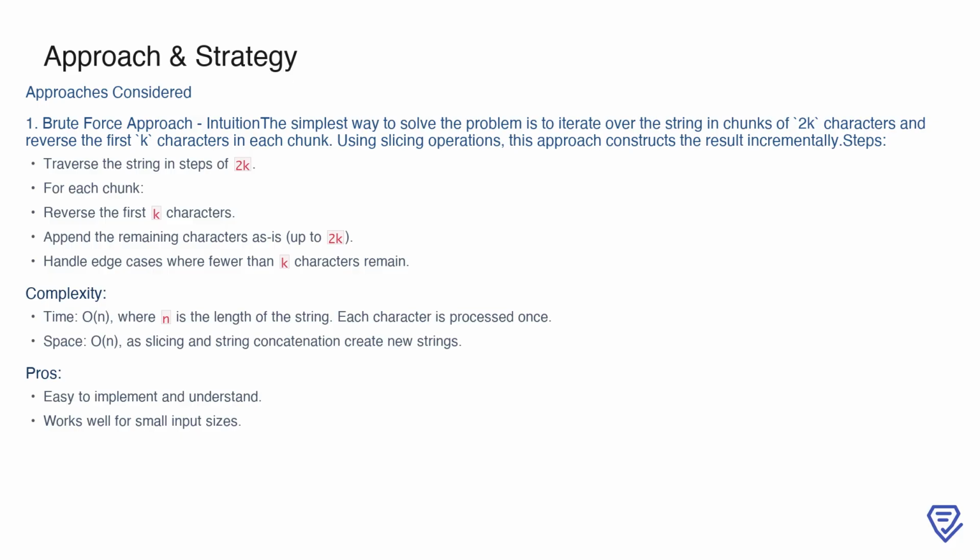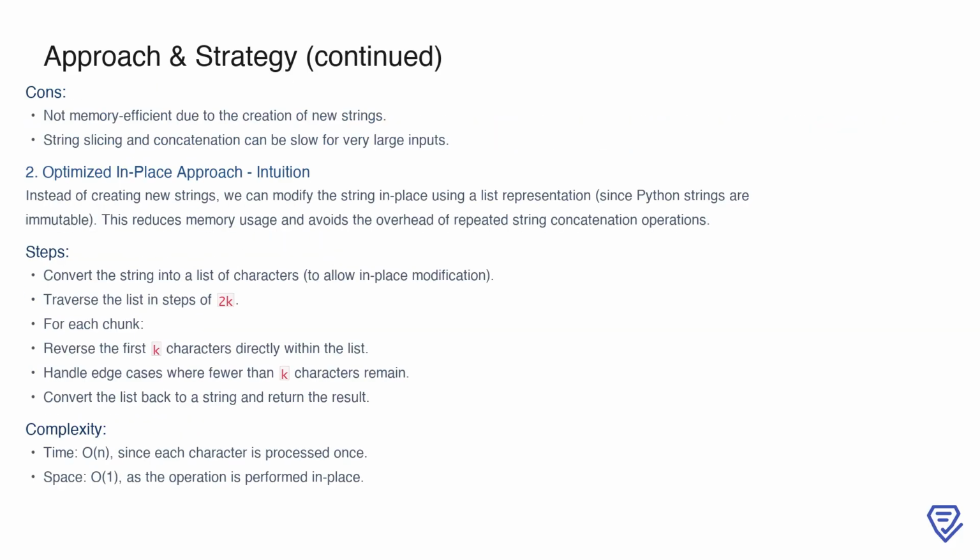In terms of efficiency, this method has a time complexity of O(n), as every character in the string is processed exactly once. However, the space complexity is O(n), because slicing and concatenating strings results in the creation of new string objects. While this approach is easy to implement and works well for small inputs, it becomes less practical for larger strings due to its memory overhead. One drawback of the brute force approach is its inefficiency in terms of memory usage. Each slicing operation creates a new string, and concatenating strings repeatedly can also slow down the process.